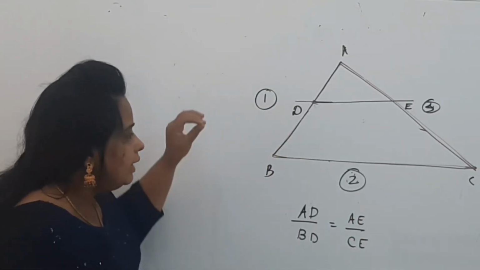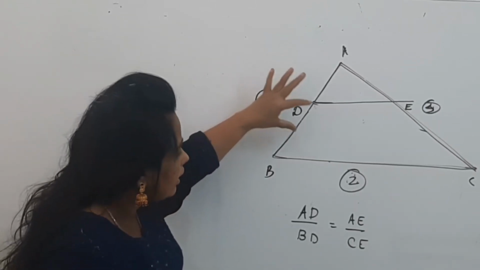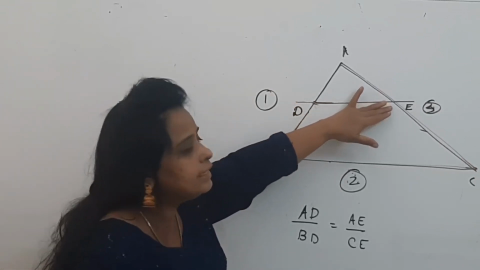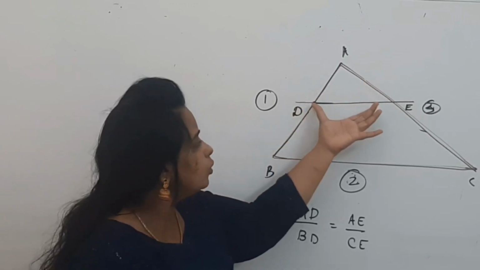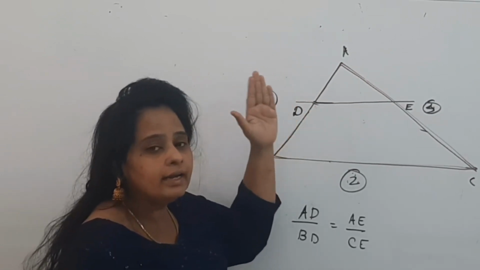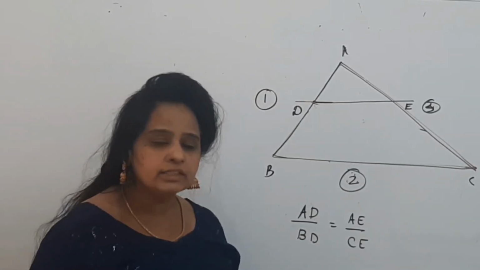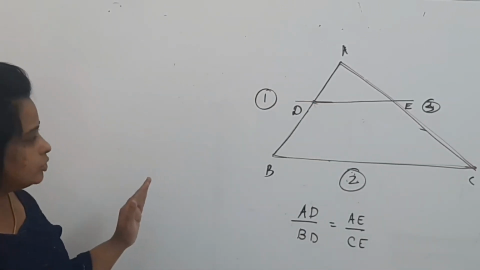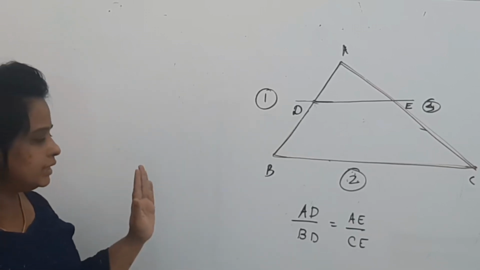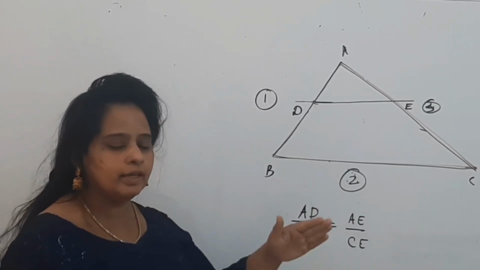So, a line is drawn from one point of one side of a triangle parallel to the other side, such that it will intersect two sides at two distinct points. Then those two sides will be divided in the same ratio. Hope you understand the statement of this theorem. This is called Thales theorem. So I am given DE is parallel to BC. Then I have to prove AD by BD is equal to AE by CE.